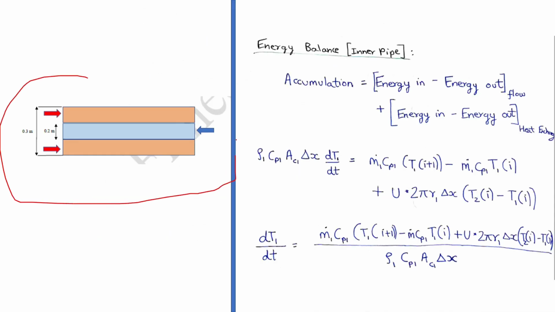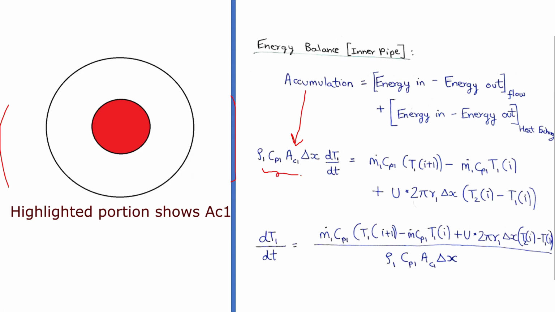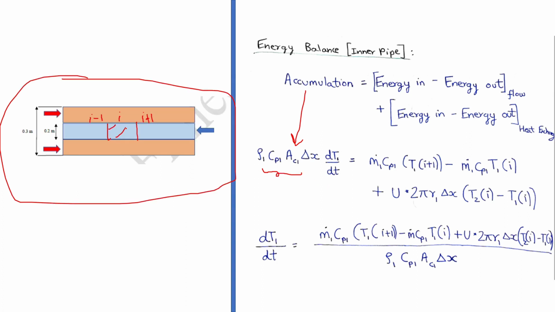Look at this figure here. Let's look at this element here. This will be i, which we will use for generalization, this will be i minus 1, and this will be i plus 1, right? So the accumulation term, which is over here, will be equal to m Cp into, where m is the mass in this area.